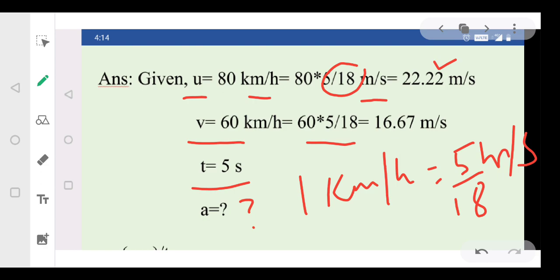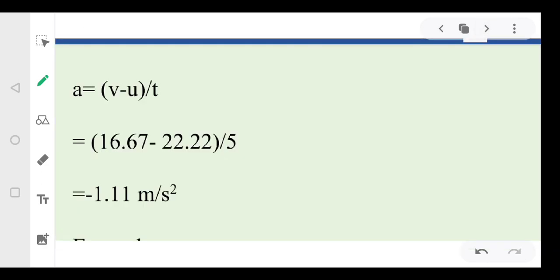Now second step of the numerical is you will be writing the formula and putting values in it. So because we have to find acceleration, the formula of acceleration is v minus u by t. Let us put the values of v, u and t. After putting values, we will get acceleration is minus 1.11 meter per second square.